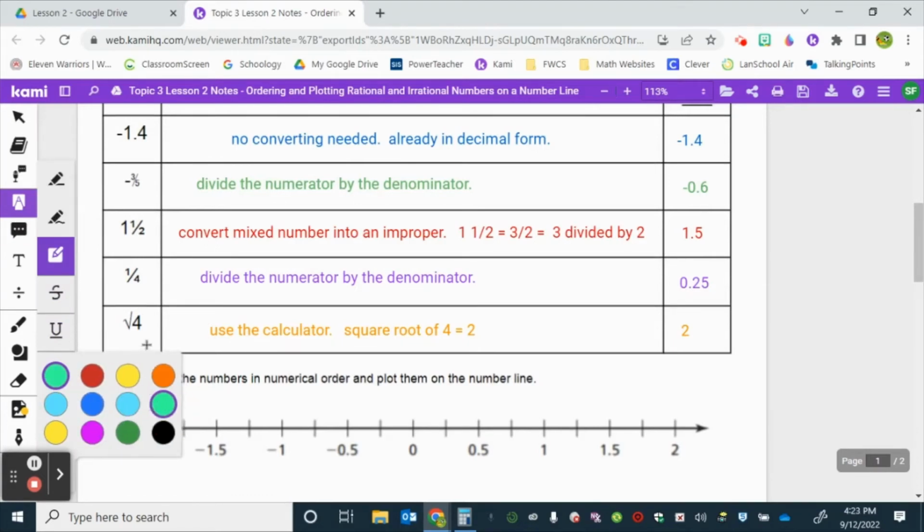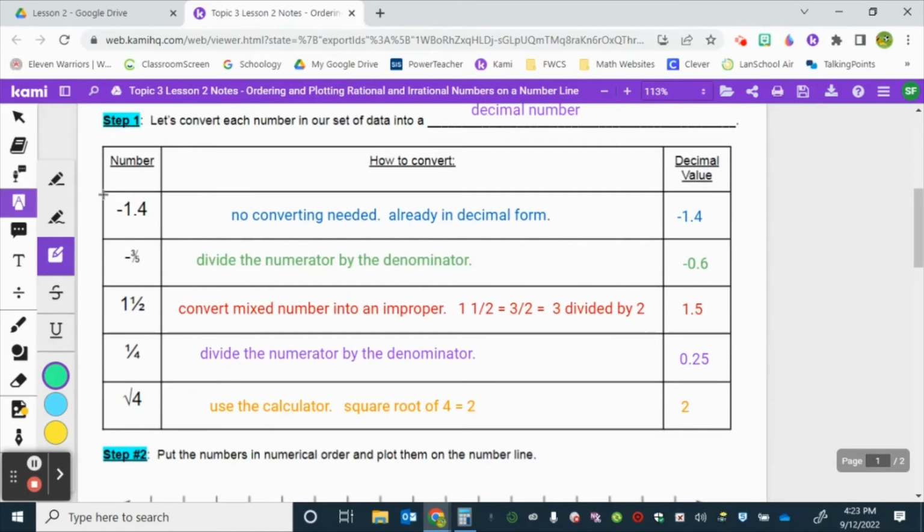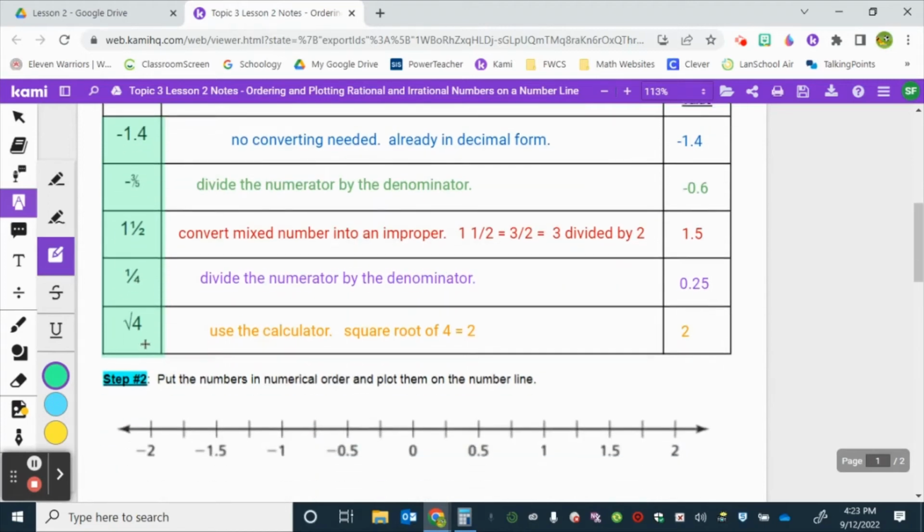I need to use my original numbers here that I'm going to put in green. I have to use these 5 numbers on the number line. I do not use the decimal value numbers that we've created. I'm going to use my original numbers that I put in green here. I'm going to refer to the decimal values to help me organize them, but you have to put the original numbers, over here in green, on the number line.